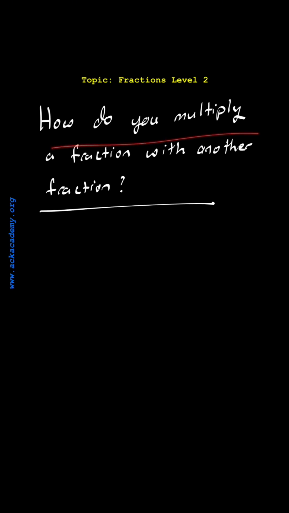How do you multiply a fraction with another fraction? For this, let's figure out what it looks like to multiply two fractions together. So we have a over b multiplied by c over d.